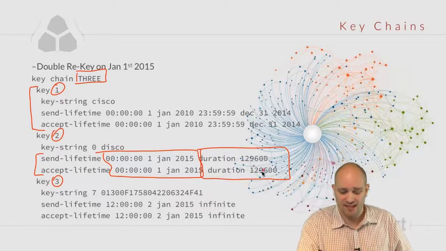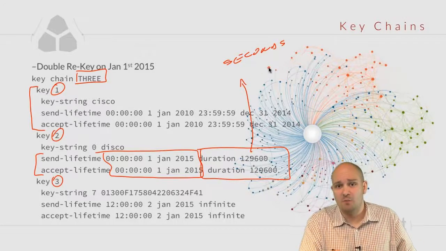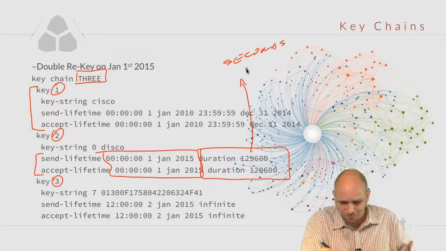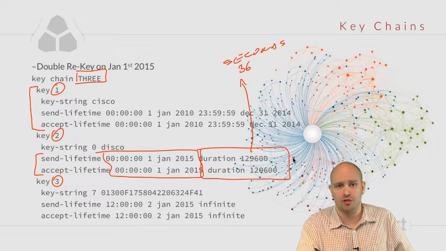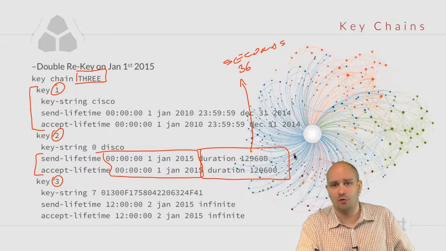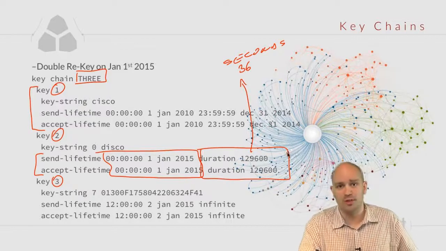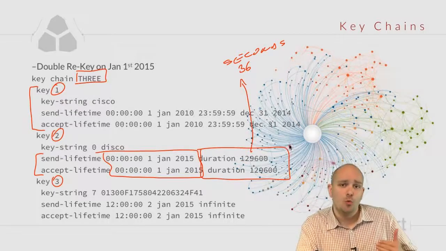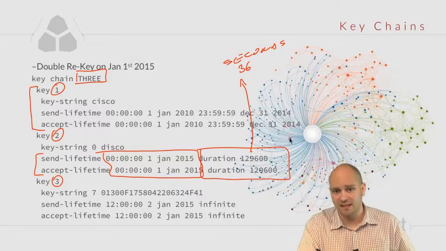129,600 seconds. So this value here is in seconds. And this, when we divide by 60 and by 60 again, is going to give us exactly a 36-hour duration. So this is going to be valid for 1 day and a half. So what we want to do here is start after at least a day and a half. We want to be using a different key.